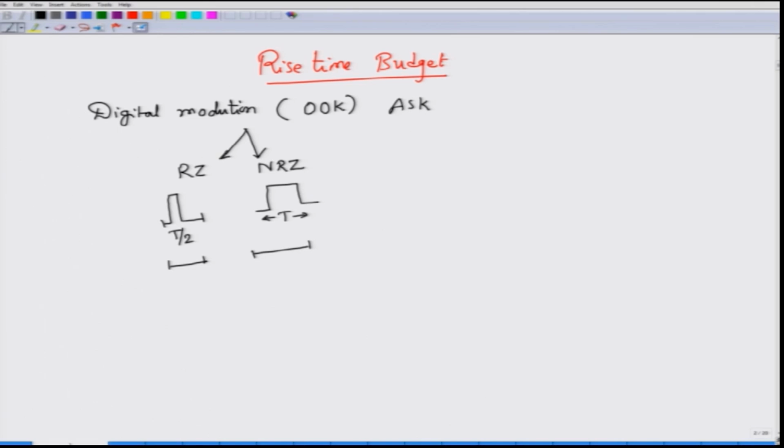For the NRZ case, if the bit rate is B, then the bandwidth requirement is B by 2, whereas the bandwidth requirement for the RZ case is equal to B, and typically B is 1 by T, where T is the pulse width and B is the bit rate. So you are sending one pulse every T seconds, and that corresponds to a bit rate of B, and the bandwidth requirement is B by 2 for NRZ, and for RZ it is B.